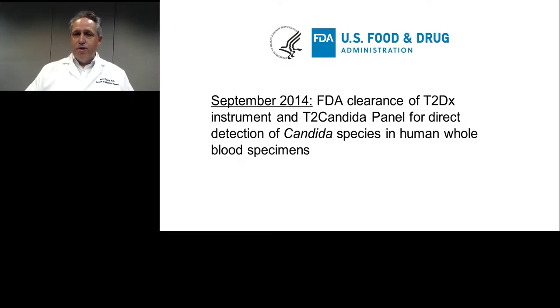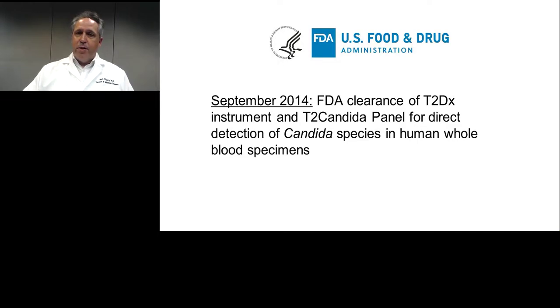So the United States Food and Drug Administration in September of 2014 cleared the T2Dx instrument and the T2Candida Panel for the direct detection of Candida species within whole blood samples from humans with suspected invasive fungal infections. And in fact, this was the first FDA clearance of a diagnostic direct from blood test for the identification of bloodborne pathogens.